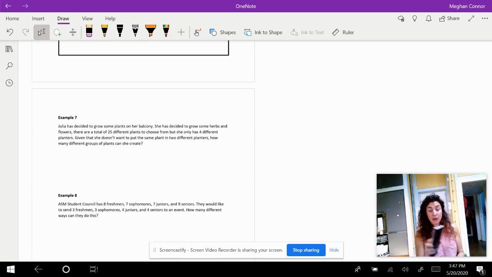Choose is in the same spot in your calculator as permutations. So if you go to menu and then probability, you'll see permutations, and underneath it, you'll see combinations.